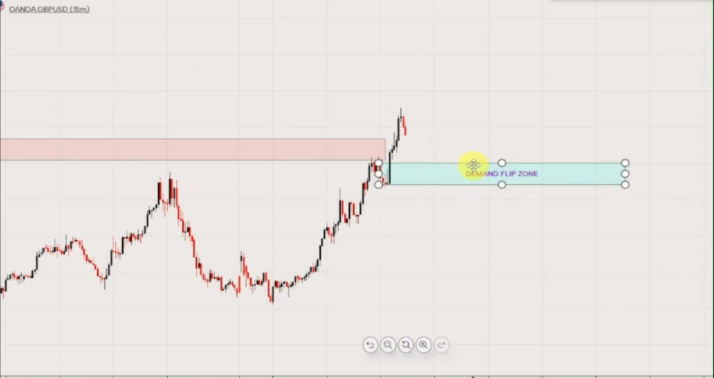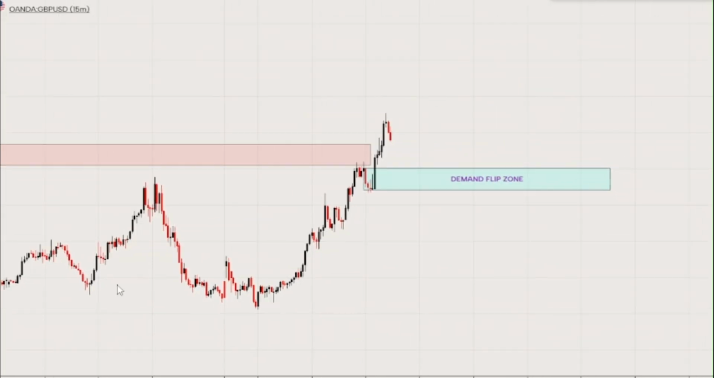So we have this demand flip zone right here because that was the low that led to price breaking through the supply zone. Okay, so the next move is we're expecting price to come and tap into this zone and we buy from there because the supply zone failed to do its job. So let's see.